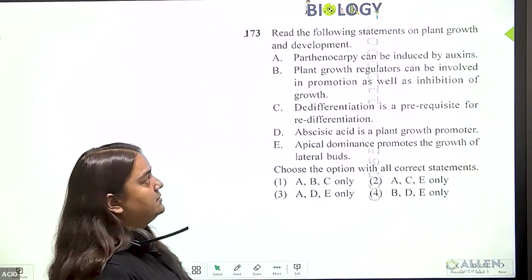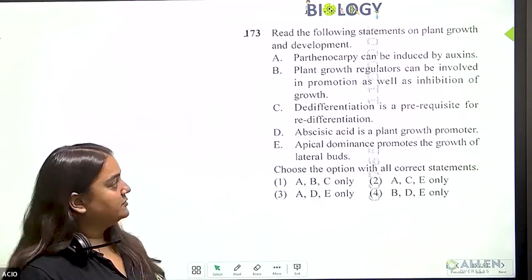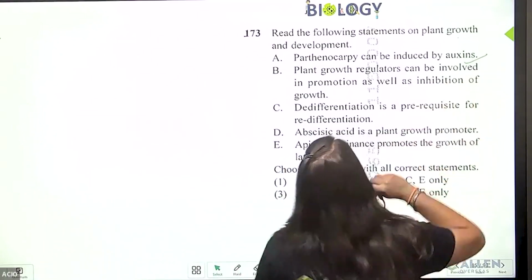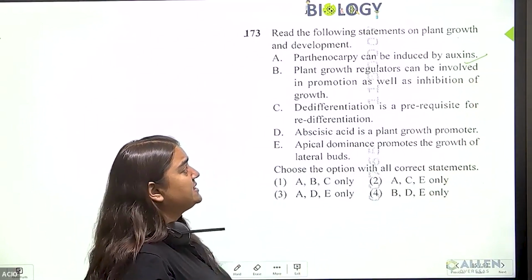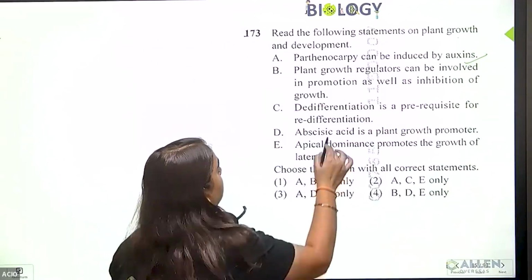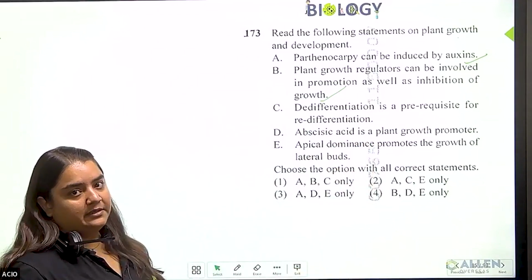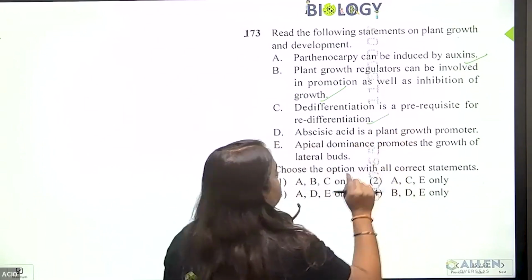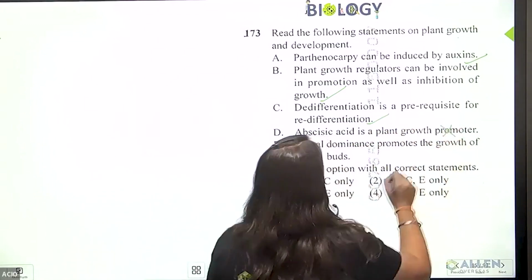Read the following statements on plant growth and development, and then we have to find out the correct statement. Parthenocarpy can be induced with auxin. Right statement. Plant growth regulators can be involved in promotion as well as inhibition of growth. Yes, right one. De-differentiation is a prerequisite for re-differentiation. Yes, that's also a correct one. Then abscisic acid is a plant growth promoter. No, it's an inhibitor. So this is a wrong one.